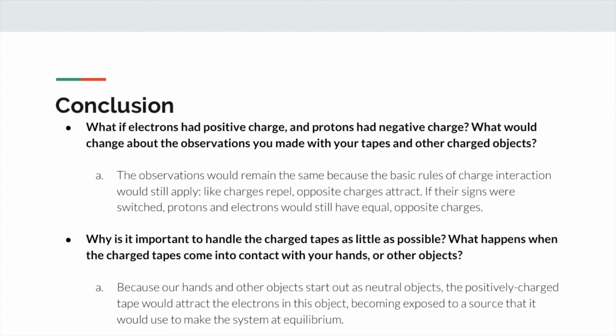It is important to handle the charged tapes as little as possible because our hands and other objects start out as neutral objects, so the positively charged tape would attract the electrons in this object, becoming exposed to a source that it would use to make its own system at equilibrium.